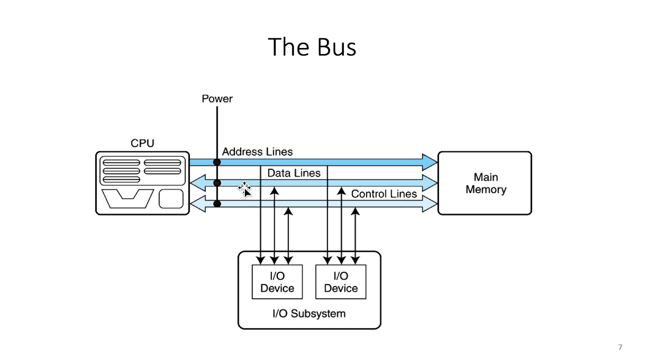The data line is the data bus which carries the data from one device to another device. The control lines indicate which device has permission to use the bus and for what purpose. For example, reading or writing from memory or from an input-output device. And the last component is the power line. So basically, the power line provides the electrical power necessary for the bus to work.